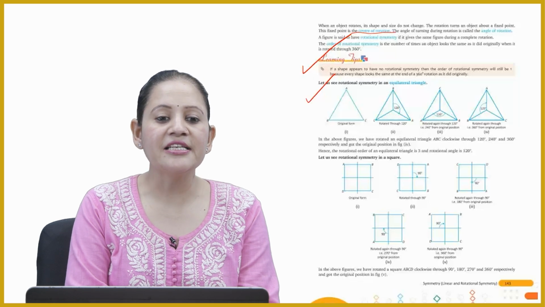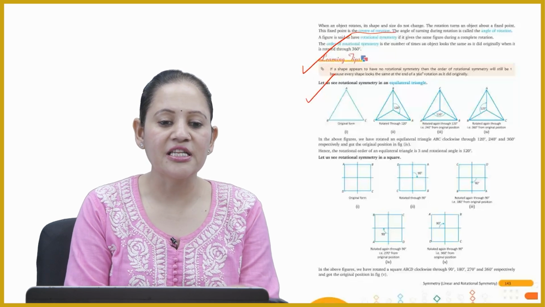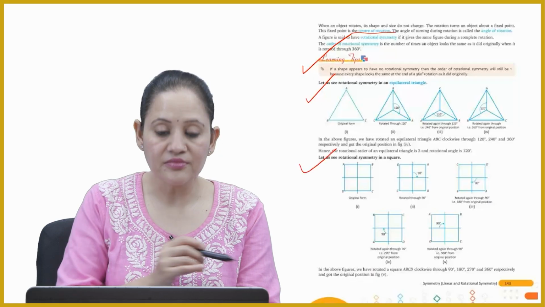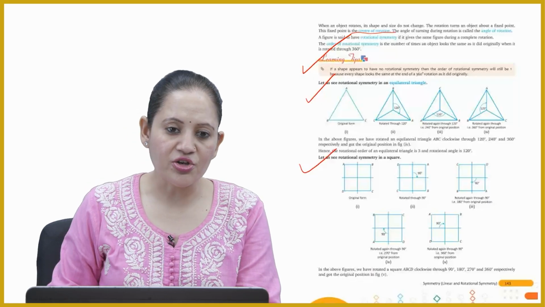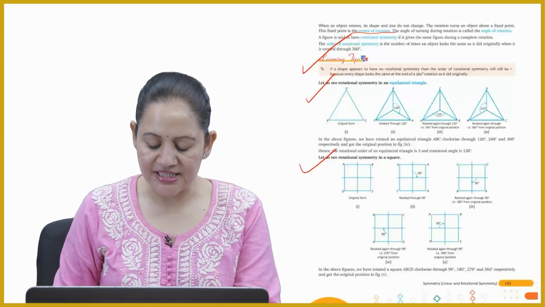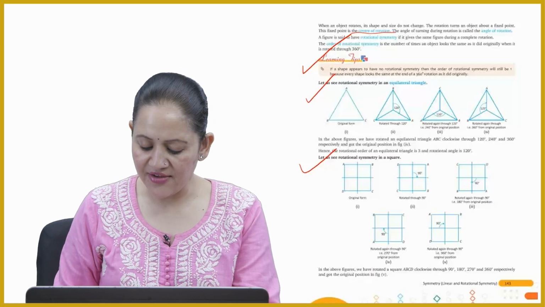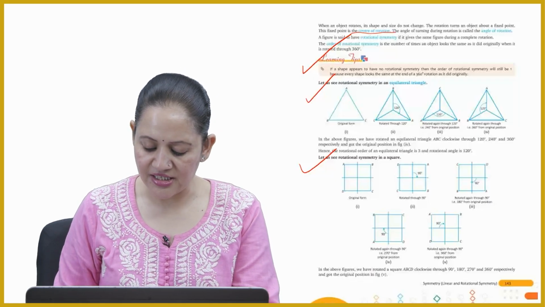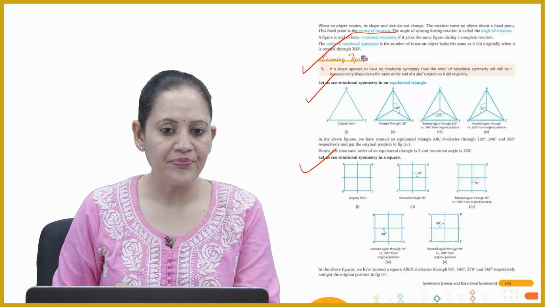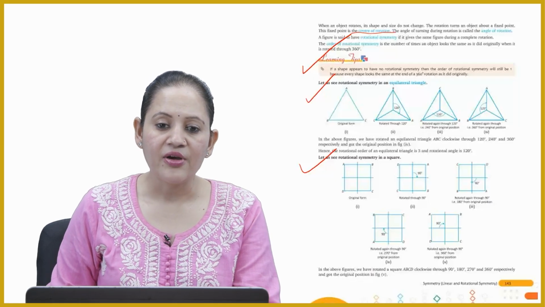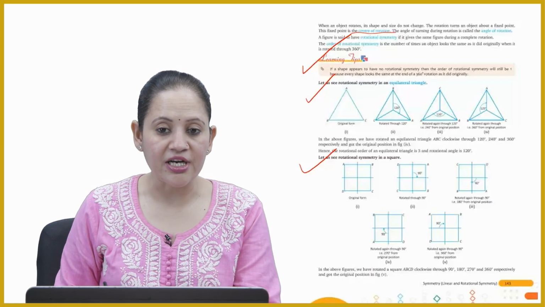Clear? Let us see rotational symmetry in the square. So this is the original position A, B, C, D, these points. Now we'll rotate 90 degree. So A will come here, B here, C here and D here. Clear? Again at 90 degree we did, now 180 degree.